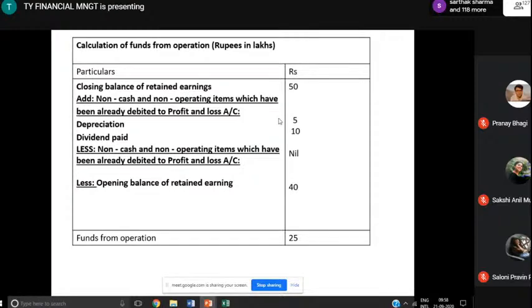Next, opening balance of retained earnings, 40. Any other change? 50 plus 15, 65. Minus 40, 25. Now, just for discussion, can you get the answer in any other way? This 25 lakhs. This is for discussion, not for writing.